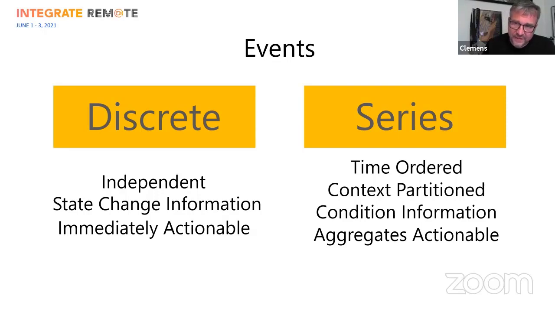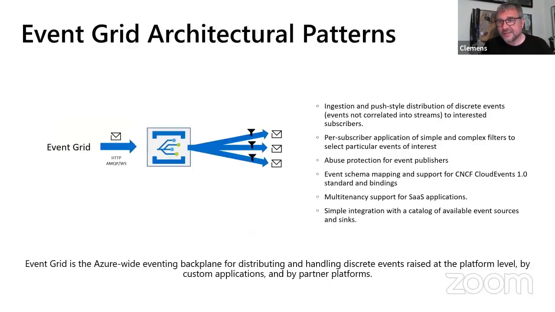However, with discrete events that are representing state changes, you will typically act directly. And those are a different class of events. That's what we call discrete events. They're independent. They have nothing to do with the prior event or the next event. Event Grid is specifically an infrastructure for that.